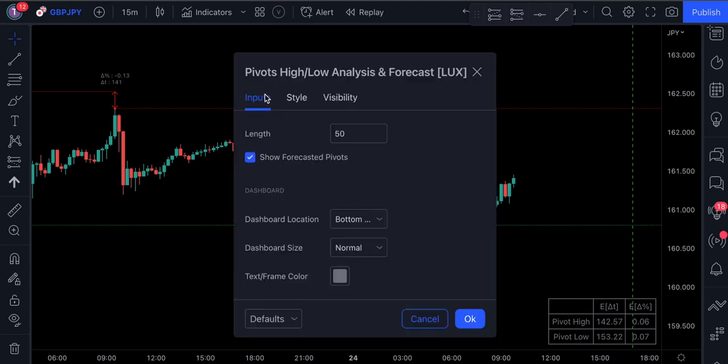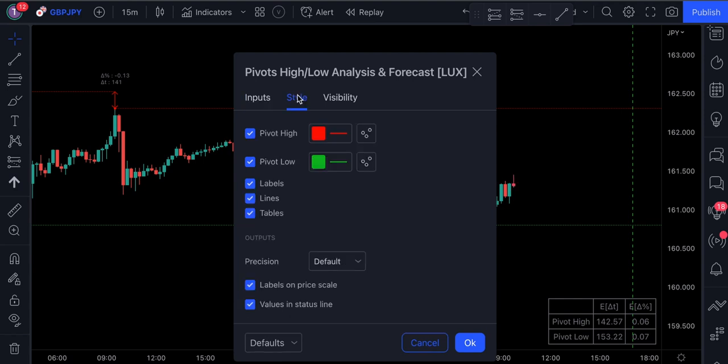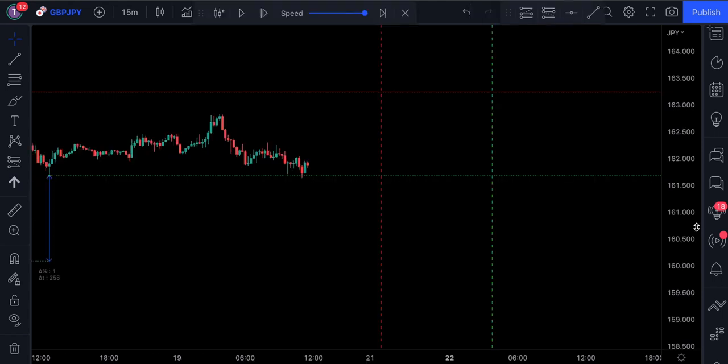If we access the indicator settings, we can see that in the input section, the length is set at 50. Depending on your trading strategy, you can enable or disable this option. In the style section, we also got some options that we can enable or disable. So let's untick these tables as we're not going to need them. Now let's understand how this indicator works in practice.